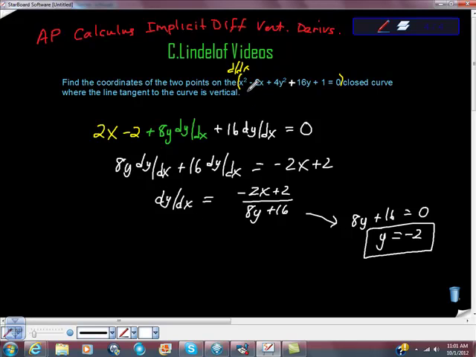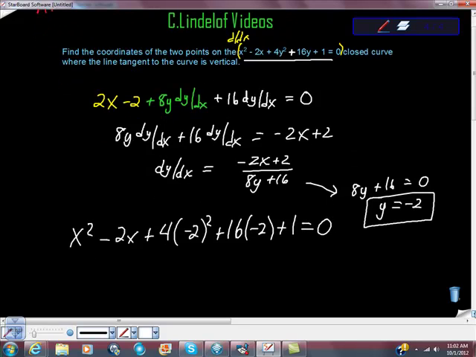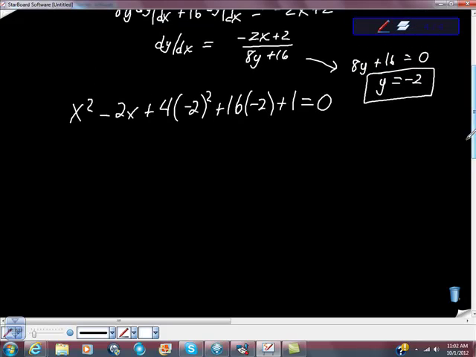So remember, we're looking for the values here. So we're going to go back through here, and we're going to substitute in the y value, which is negative 2. So we take our x squared minus 2x plus 4 times y, but y is negative 2, right? Squared plus 16y, which is again negative 2, plus 1 is equal to 0. This thing starts to clean up pretty good now. And we get negative 2 squared is 4. 4 times 4 is 16. 16 times negative 2 is negative 32. Plus 1 is equal to 0.